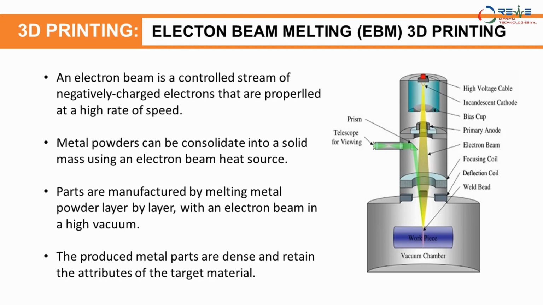Similar principle. The parts are manufactured by melting powder layer by layer with an electron beam in a high vacuum. So vacuum comes into place in this. You cannot do it in a normal place. It definitely needs a vacuum element over here. The metal parts are dense and retain attributes of the target material.